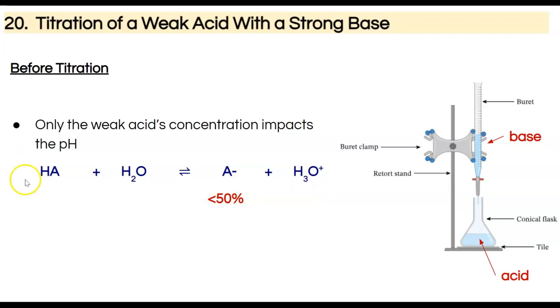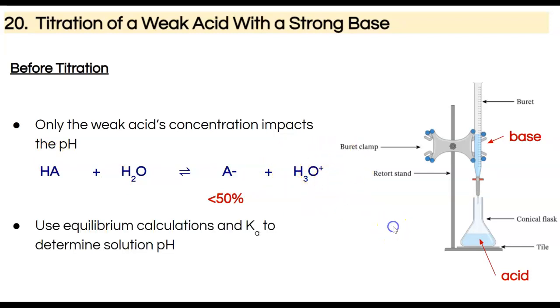We can't assume that the concentration of our acid is the same as the concentration of hydronium ion in solution. So in this case, we have to do some calculations involving equilibrium and using our acid ionization constant Ka to figure out pH. So that's the gist of that piece.